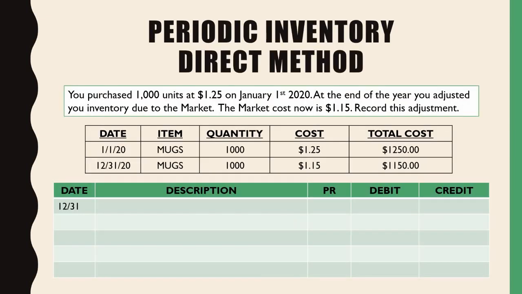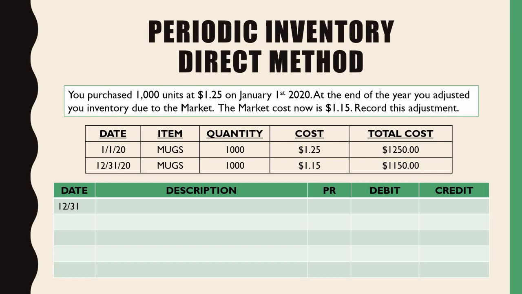For this example, periodic inventory is what we are learning. Chapter 5 was all about periodic inventory. So, direct method. This is where the example says that you purchase 1,000 units at $1.25 as of January 1st of 2020, and at the end of the year, you adjusted the inventory due to the market. The market cost now is $1.15. So record the adjustment.